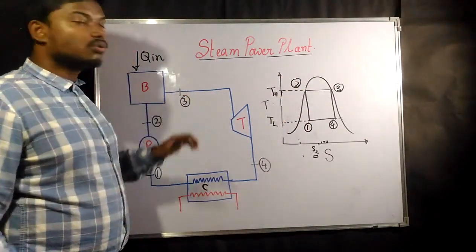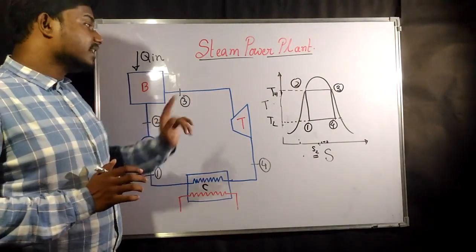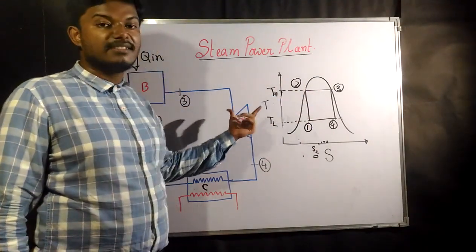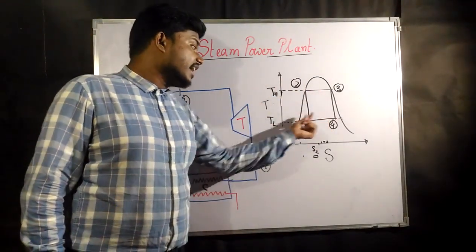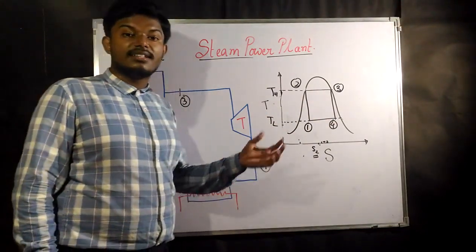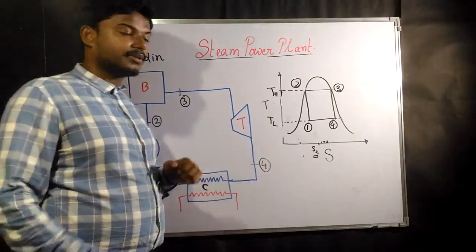2 to 3 is what? 2 to 3 is nothing but heat addition. Okay, constant temperature heat addition. 3 to 4 is what? 3 to 4 is nothing but adiabatic expansion. Since turbine is there, there is going to be expansion. And 4 to 1 is what? 4 to 1 is condenser. Condenser means what? The remaining vapor is going to change into water.